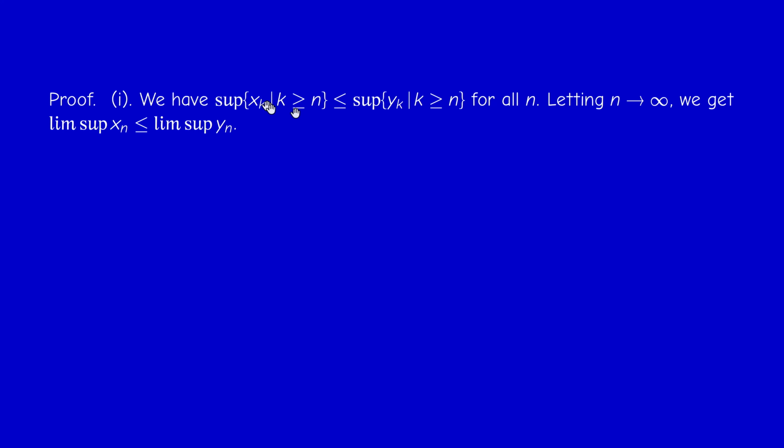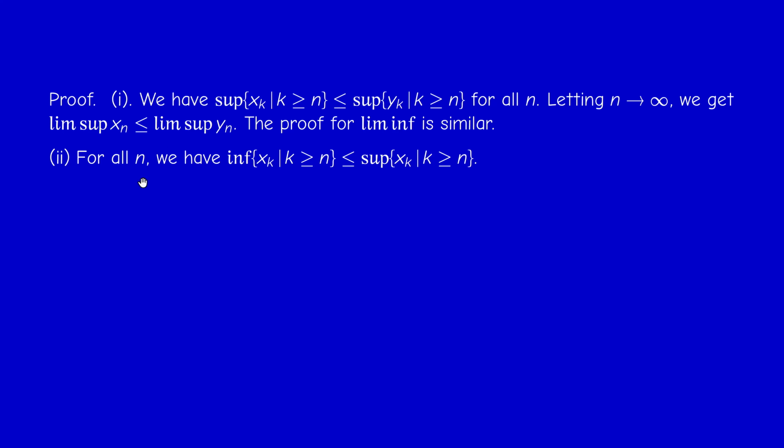The limit of this is by definition the limsup of xn, and the limit of this as n tends to infinity is the limsup of yn. So we get limsup of xn less or equal than limsup of yn. And the proof for liminf is completely similar. Just write inf of xk less than inf of yk, and let n tend to infinity.